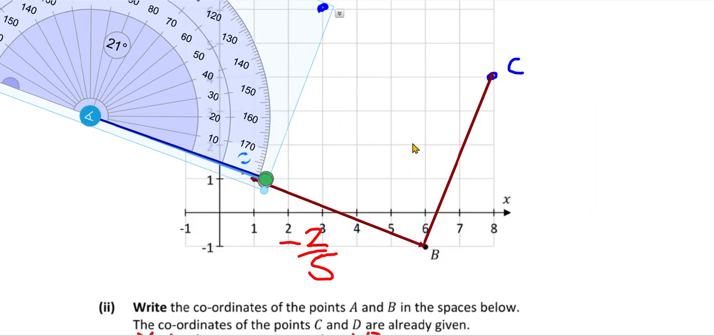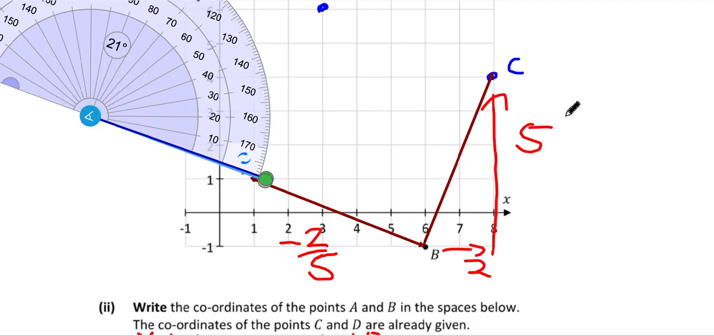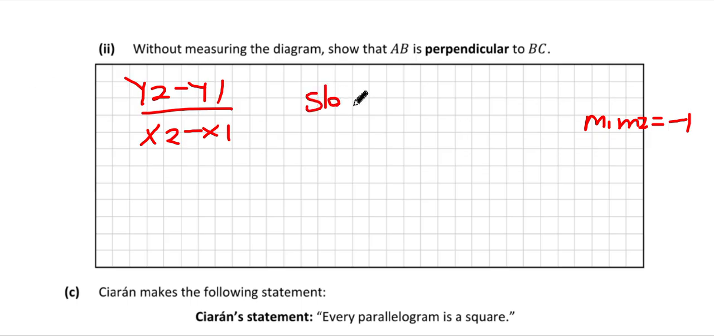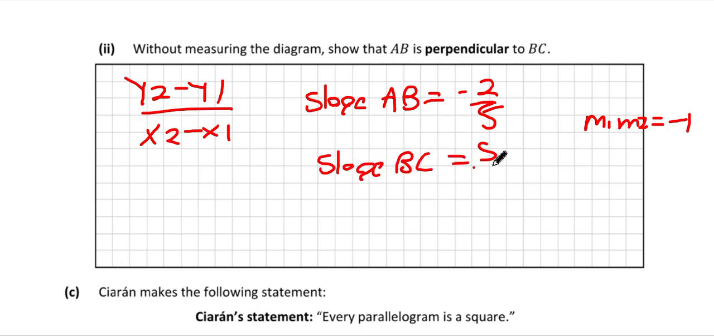So what's the slope of the other one? 2 across and how much up? That's a bit quicker than doing the two formulas, isn't it? Would you agree with that? You can say slope AB. You just go slope AB. Slope AB minus 2 over 5. Slope BC 5 over 2.